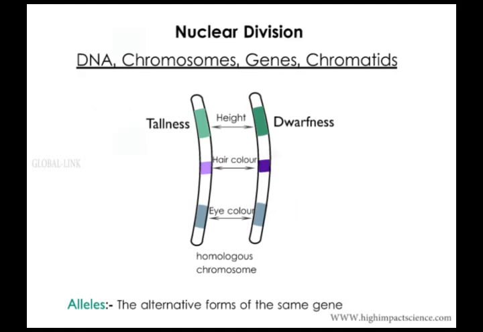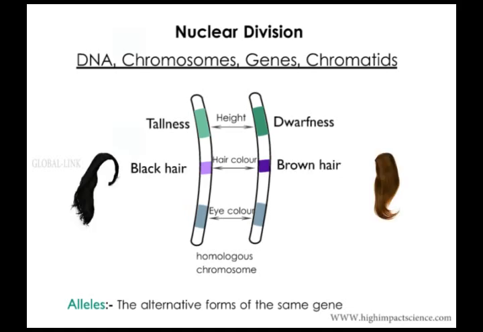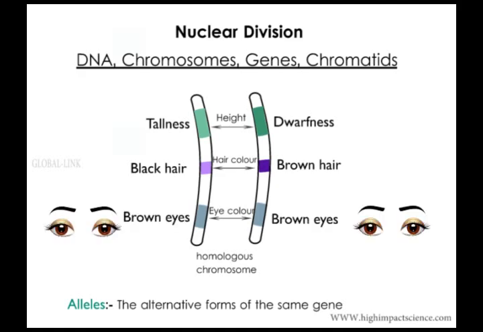For the hair color genes, one may code for black hair and the other for brown hair, but both code for the same characteristic, hair color. But then they don't always have to be different. The third pair of alleles may both code for brown eyes.